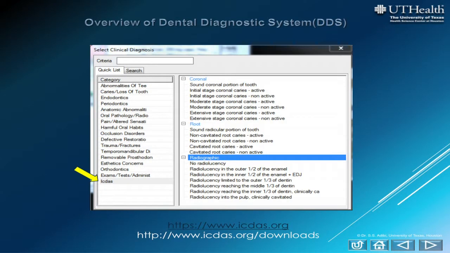Another recent addition to the dental diagnostic system is under the category of International Caries Detection and Assessment System, known as ICDAS. You may go to the ICDAS Foundation website and get insight by clicking on a guide for practitioners and educators and review details for selection of ICDAS subcategory.